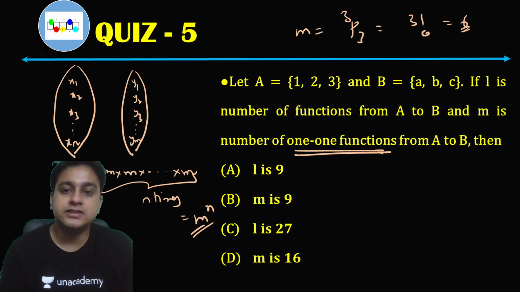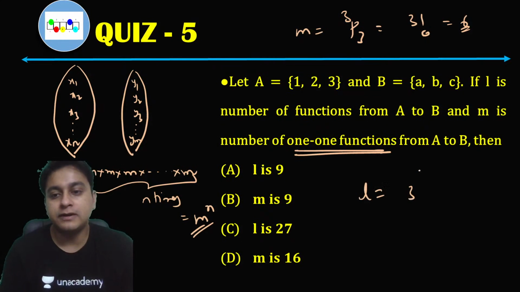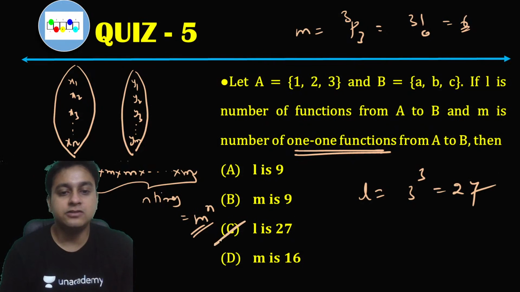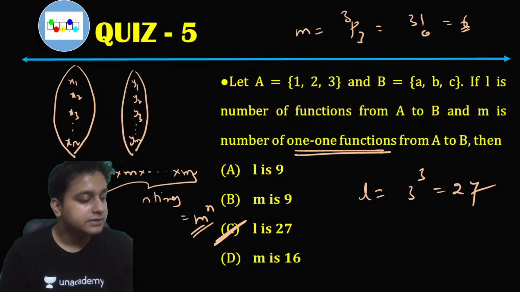The number of one-one functions is 6, and the number of functions is how much? 3 power 3. So L is what? 3 to the power 3, 27, and m is 6. So obviously, guys, option C is matching. Such an easy one.